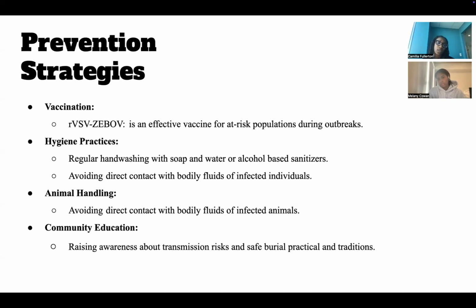And community education: raising awareness about transmission risk and safe burial practices and traditions. So in Africa, there's a lot of heritage and traditional things that they follow. And usually one of these is burial practices and traditions. It's important to raise awareness about this issue because you don't want to be touching a deceased family member or a deceased friend that has been infected with this, because they still could possibly be contagious.